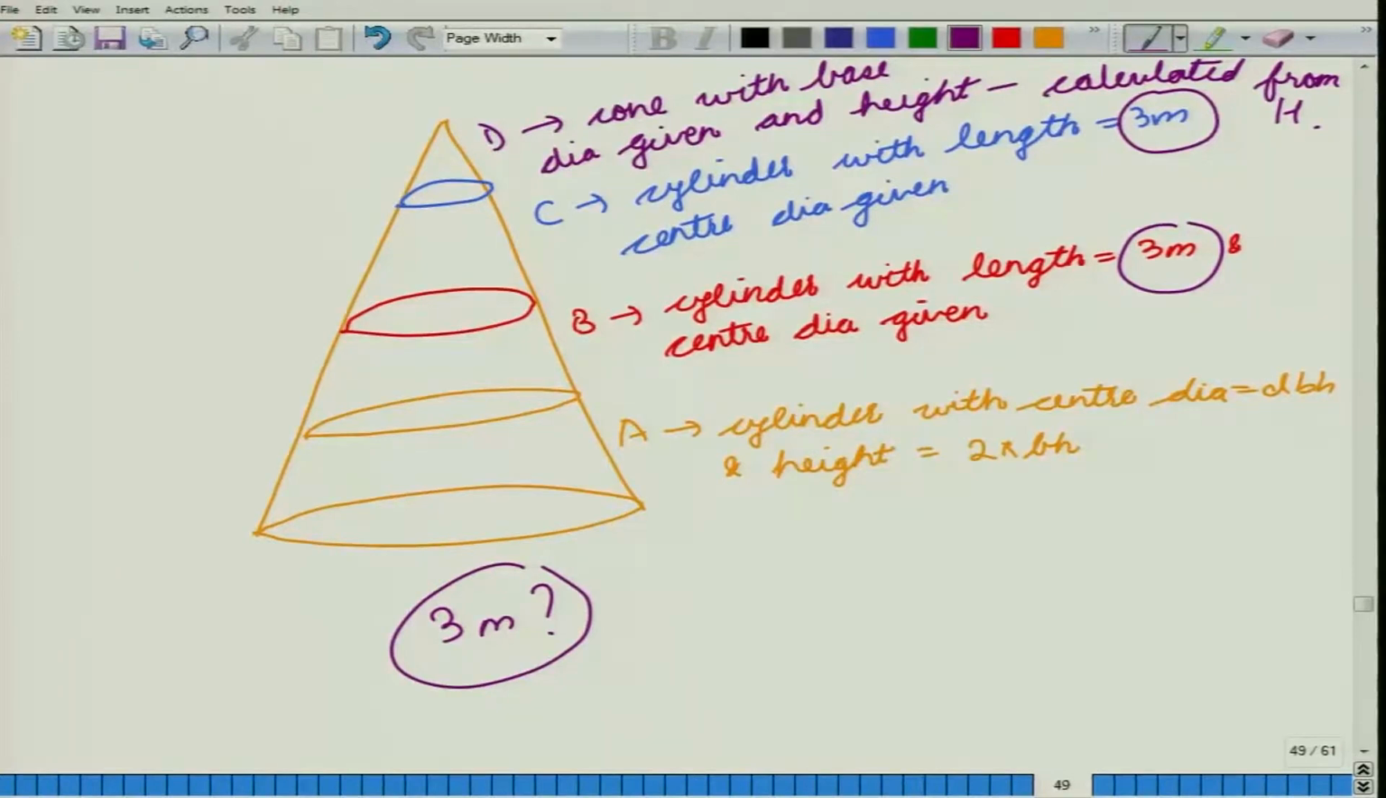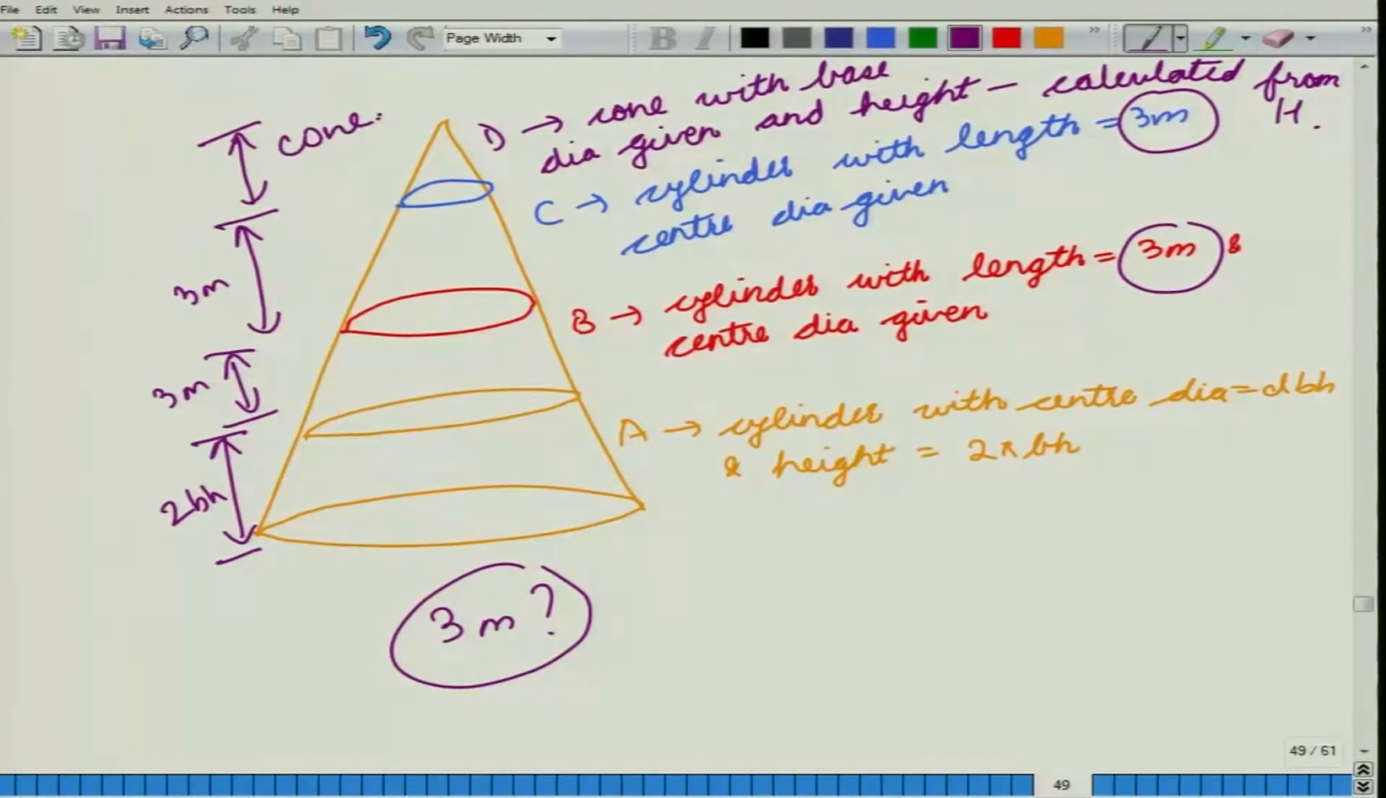Now, if you are given any such problem, the first section would always have a height of twice the breast height. You could have n number of sections with a height of 3 meters. In this case we had only 2 sections, but we could have n number of sections. The topmost section would always be a cone whose base diameter would be given and whose height would be given, because we are cutting the tree at these points.